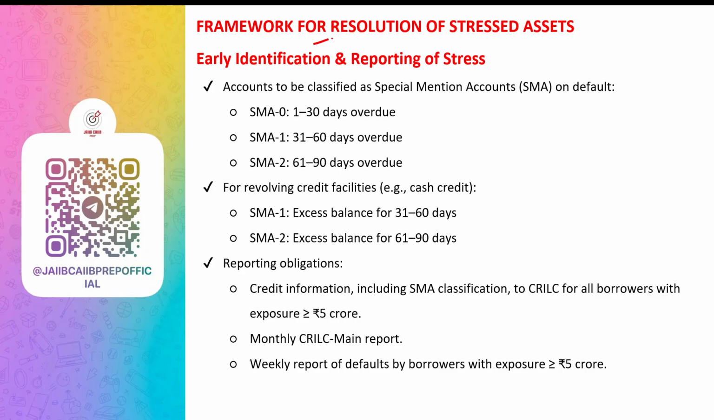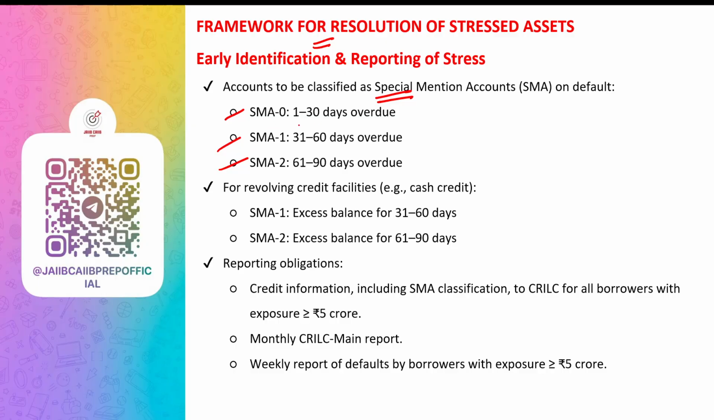Framework for resolution of stressed assets. There should be early identification and reporting of stress. Banks must identify signs of trouble in a loan account as early as possible. For this purpose, RBI has introduced special mention accounts, SMAs. If a borrower misses repayment of principal, interest, or any other due, the account is classified into one of these: SMA 0, SMA 1, or SMA 2.